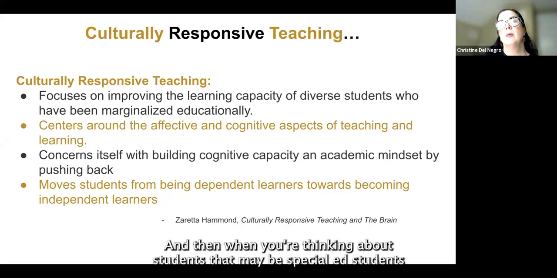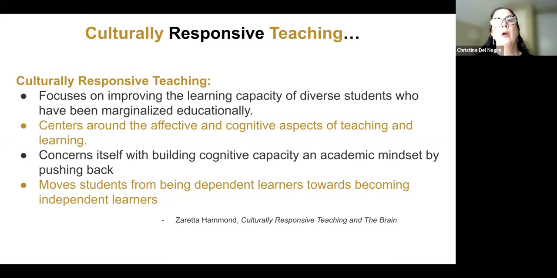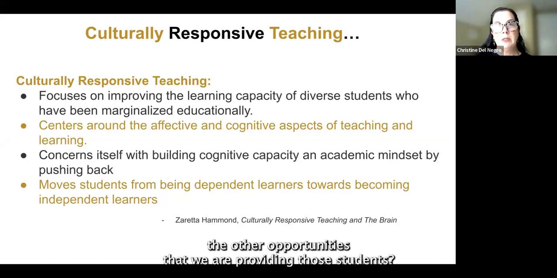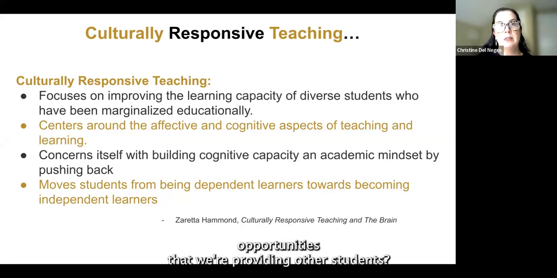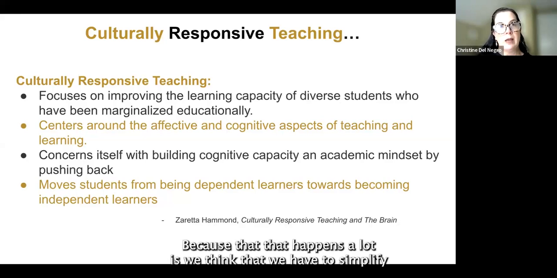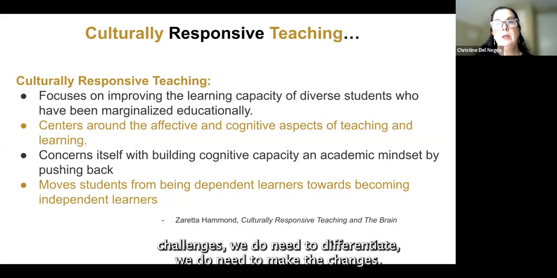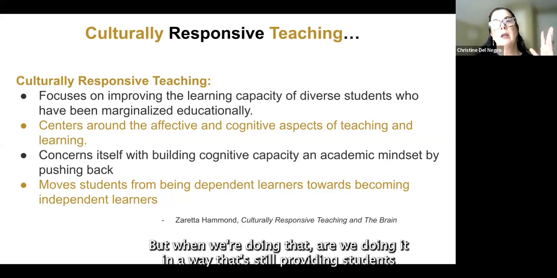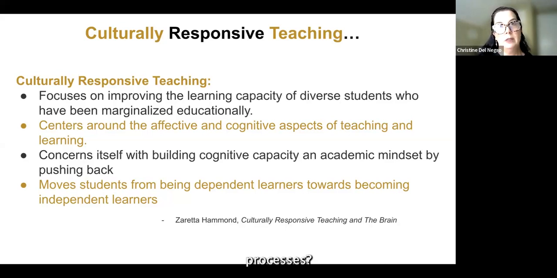And then when you're thinking about students that are maybe special ed students or have some other learning challenge, whether it's behavioral or academic, what are the opportunities that we are providing those students? Are we providing those students with the same cognitive opportunities that we're providing other students? Because that happens a lot, is we think that we have to simplify. And certainly when students have different types of learning challenges, we do need to differentiate, we do need to make changes. But when we're doing that, are we doing it in a way that's still providing students with the opportunity for those higher level thinking processes?